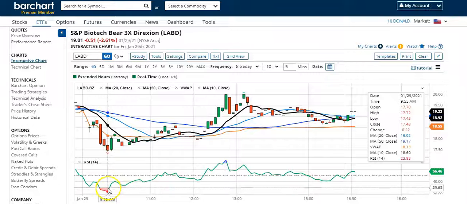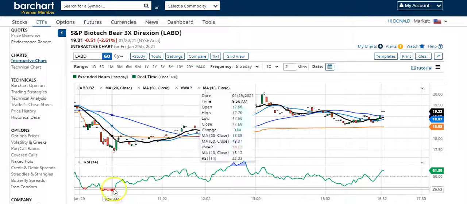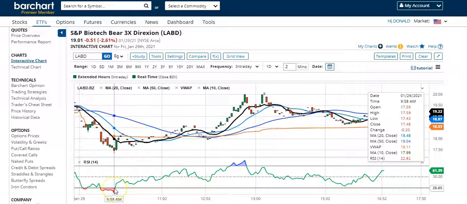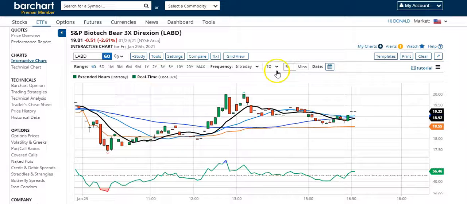What I was looking at was the RSI, right? Notice what the RSI says over there, 23.83, right? And this is the 1 day 5-minute chart. You can change it to a 2-minute chart, 1-minute chart, whatever you want to do, right? And you'll still get around the same thing. So I like looking at the 1 day 5-minute chart in the morning.